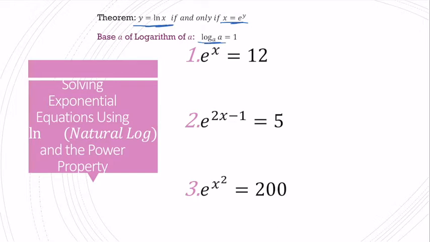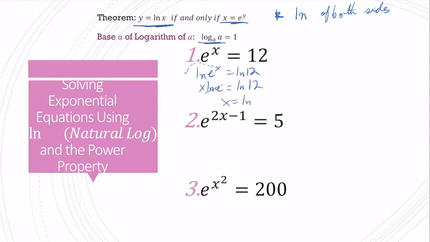What we're going to want to do is take the natural log of both sides. Remember, if I take the natural log, I can go ahead and move my exponent to the front. Also, we have an equation, so what we do to one side, we have to do to the other side. That gives me x natural log of e equals the natural log of 12. The natural log of e is 1, so I'm left with x equals the natural log of 12.